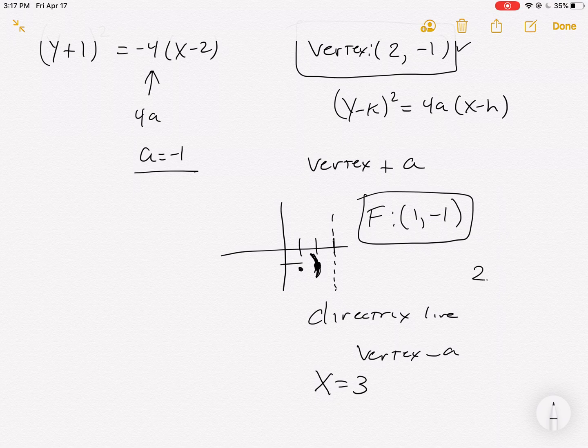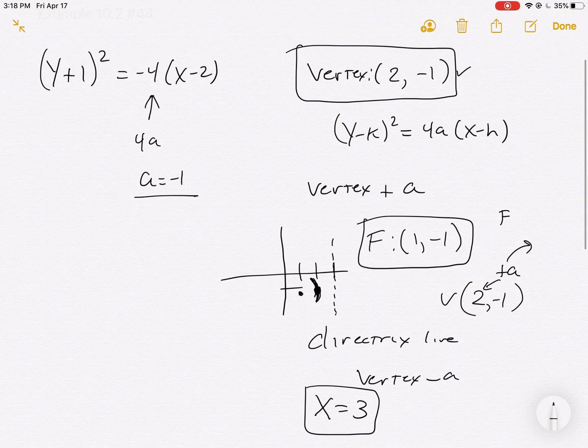So notice (2, -1) was our vertex. And what did we do to get the focus? We added a to get the focus. Added a to what? We added a to the x-coordinate, the non-squared coordinate. What are we going to do to get the directrix? We're going to subtract a from that. And remember, the directrix is always the non-squared variable is equal to something. If you do not write it as a line, I cannot give you credit.